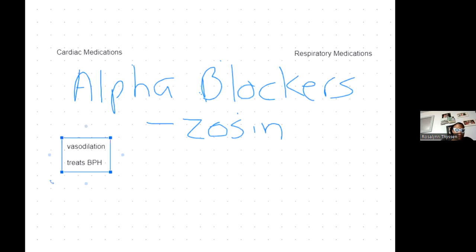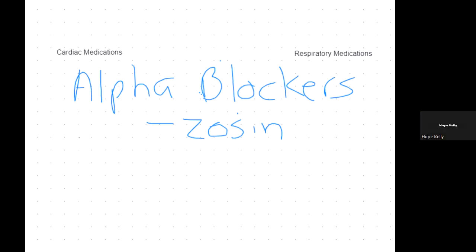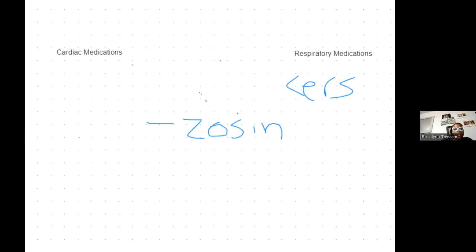So that's the basic thing with alpha blockers. It's indicated for hypertension, but if we see it in a male and they don't have hypertension, then we know they're taking it because they have BPH and they're having trouble urinating.